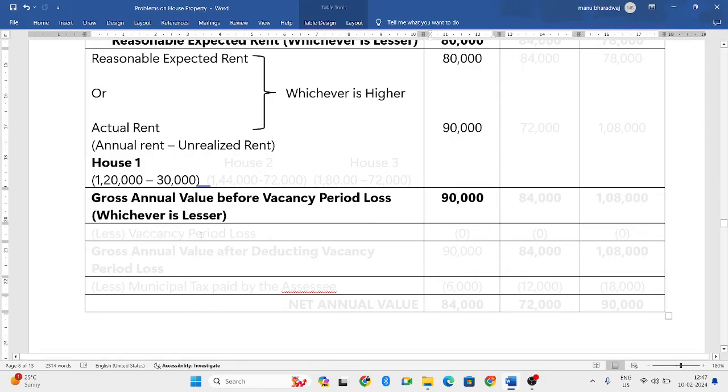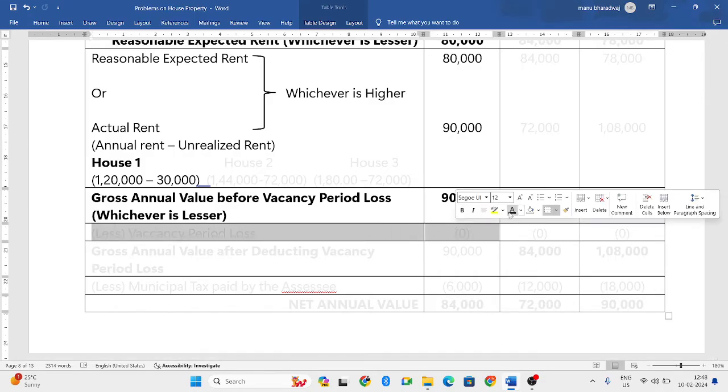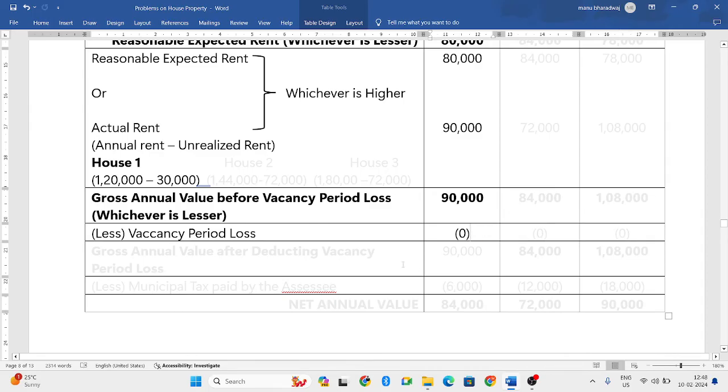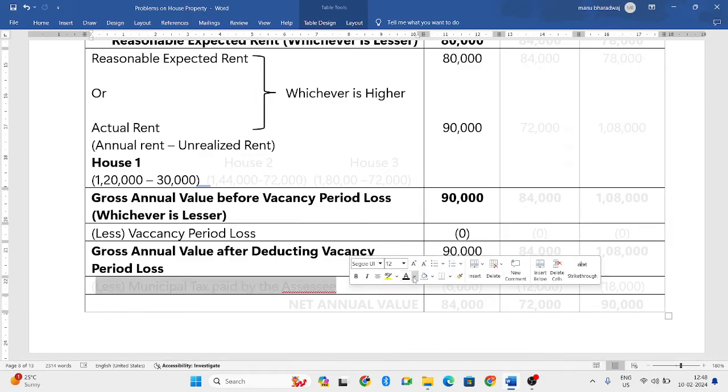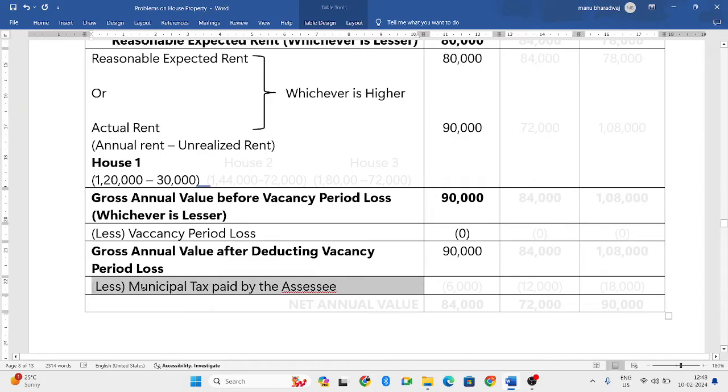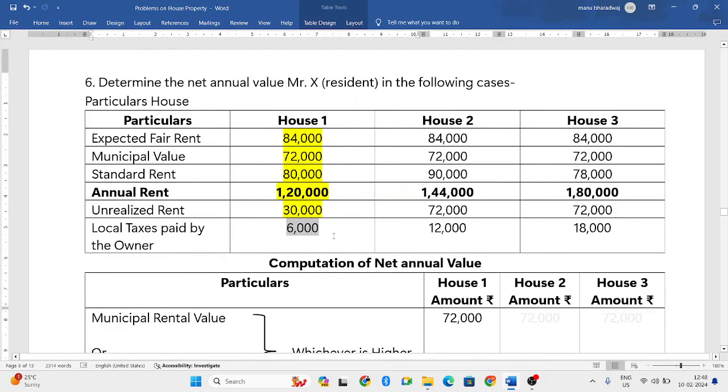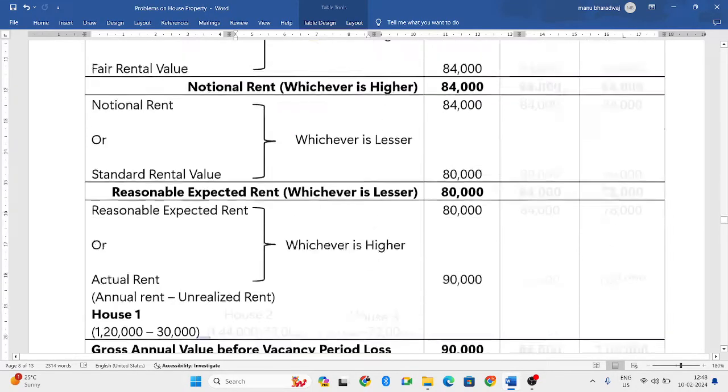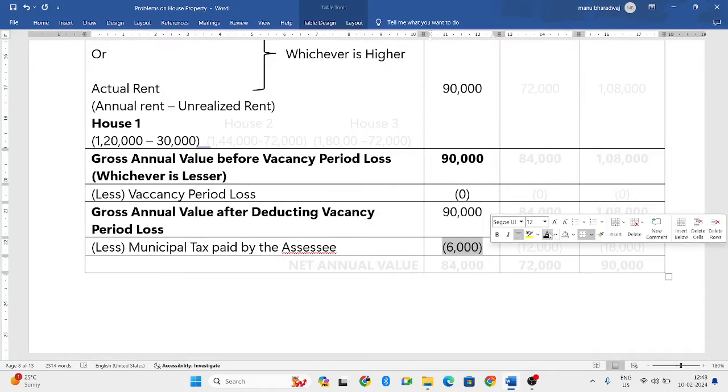loss. From that we have to reduce vacancy period loss. In question they have not given any information regarding vacancy period loss, so it will be considered as 0. So after deducting vacancy period loss, we will get gross annual value after deducting vacancy period loss. From that, we have to subtract the municipal taxes paid by the owner. So whatever the municipal tax the owner pays, that has to be subtracted. In question, they have given that for house 1, the tax paid by the owner is 6,000. So that 6,000 should be deducted.